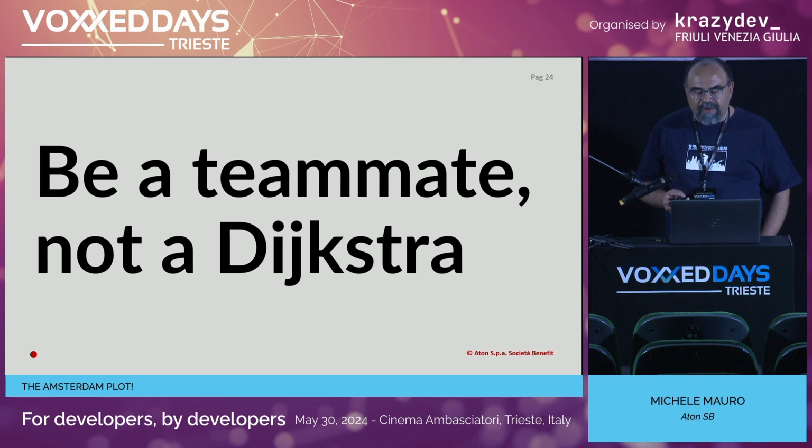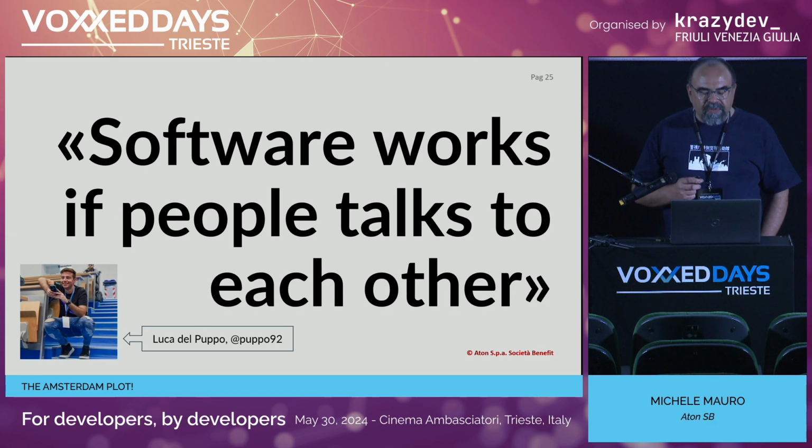If you don't agree with the choices your team is making, speak up and try to find a common ground. You might be right, but you may also be wrong. You may be missing some piece of context. And that's why software works if people talk to each other. My friend and ex-colleague Luca Del Pupo said this, and it's too good and appropriate to let it pass. Don't plot, talk, and make your software work.